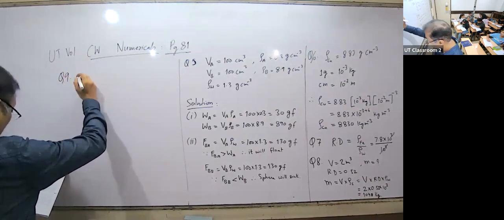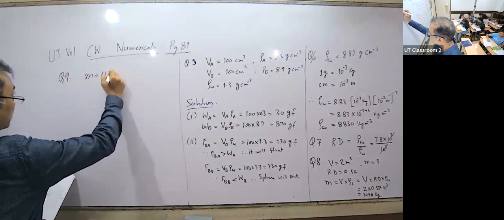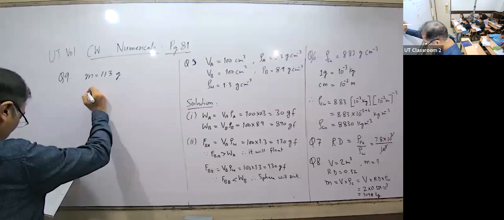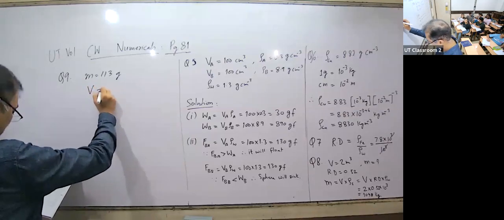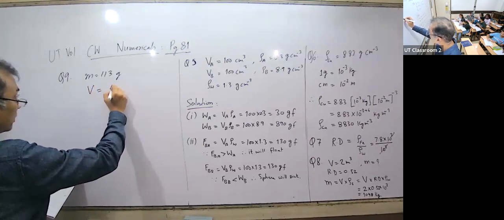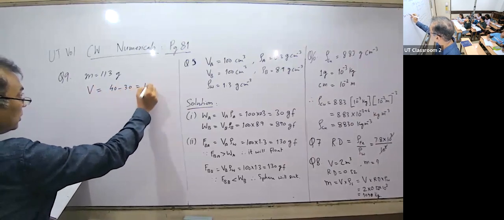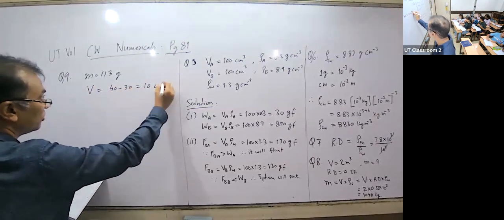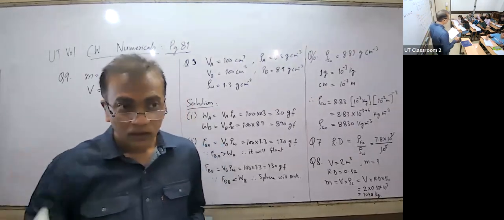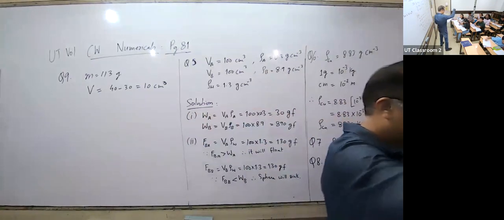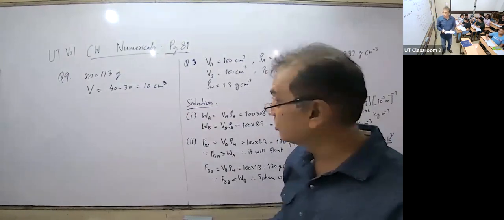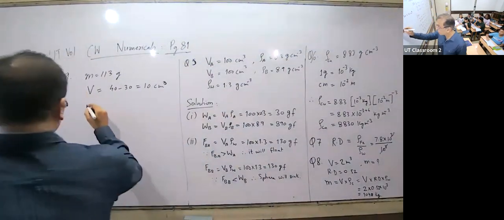A piece of stone of mass M is equal to 113 gram. The stone sinks to the bottom in the water level. So what is the volume then? Whatever is the change in volume, right? So this is 40 minus 30, 10 centimeter cube. This is the volume of the piece submerged. You agree, right? The volume of the piece submerged is the rise in the level of volume. So the rise in volume is 40 minus 30. So what is RD?